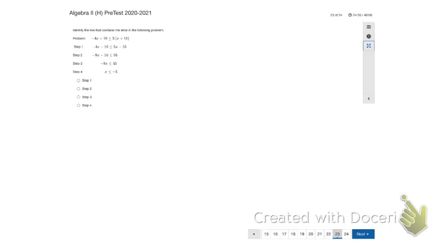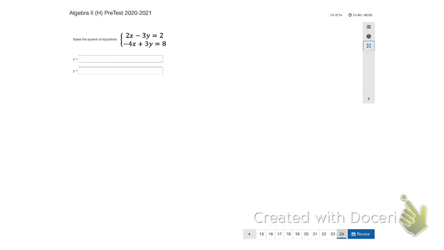All right, trying to find the error here. So looking at this one, it may be kind of hard to see. The error occurs right here. Because when you divide by a negative, you need to flip the sign. So the error occurred when you did step 4. So dividing by a negative, you flip the inequality symbol. And we will do some inequalities this year, so make sure to remember that.